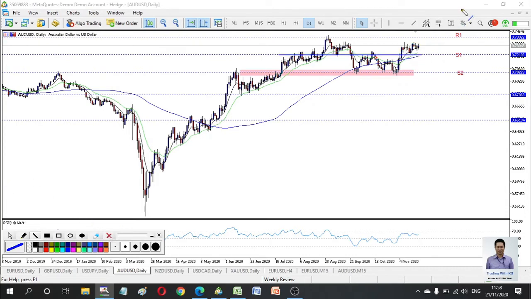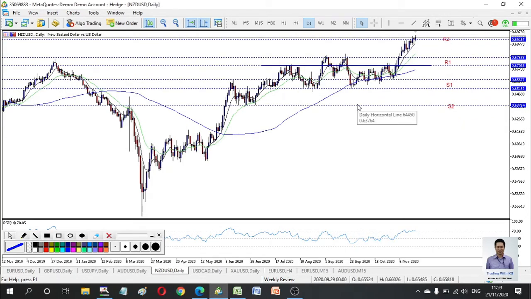Or you see it come back to test this area, and you see a very strong price action, a very strong bounce over here, then there's a possibility to long. But if the price keeps on making small candles around here, then it is very difficult to trade this pair. If possible, look for another pair to trade. This pair has no momentum at all.